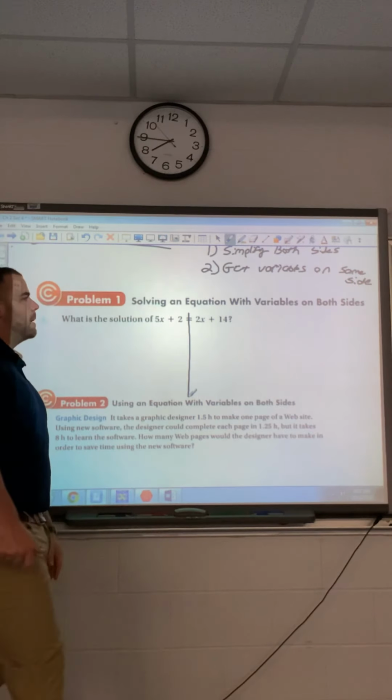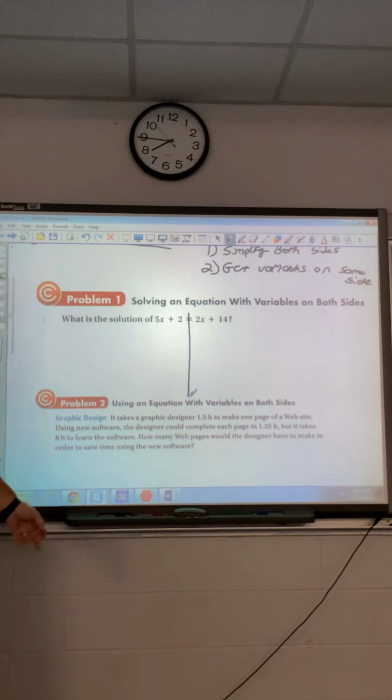So I'm gonna start off by moving a variable from one side to the other, and I'm gonna do that using inverse operation, so the opposite. I can do either one. I can move this 5x to this side, or I can move the 2x to that side. And I think I want to try to do it where I have fewer negatives. That's kind of my goal here.